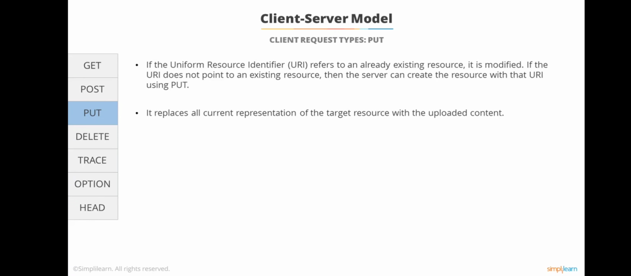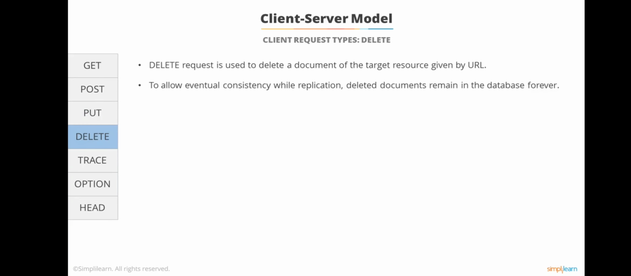If the URI refers to an existing resource, it is modified. If the URI does not point to an existing resource, then the server can create the resource using put. It replaces all current representations of the target resource, so you can upload new content on the server. If you want to delete content on the server, you can use the delete verb, and it allows eventual consistency while replicating. Deleted documents remain in the database forever.